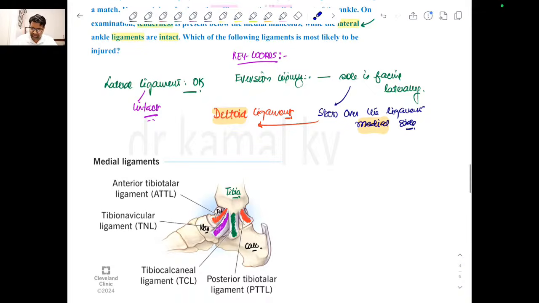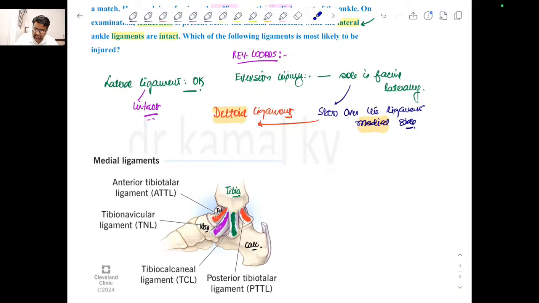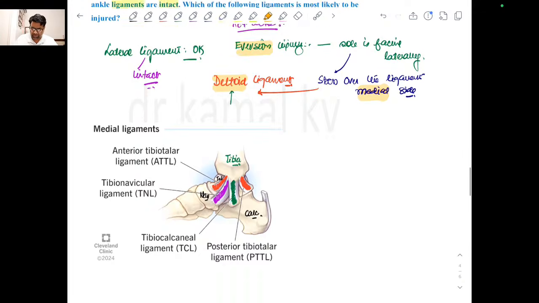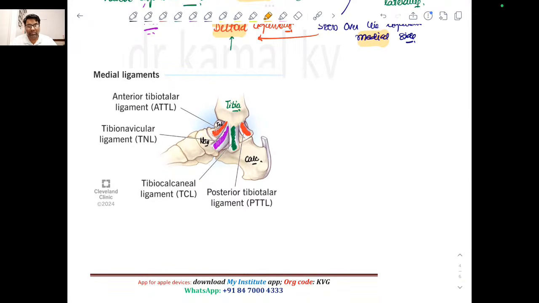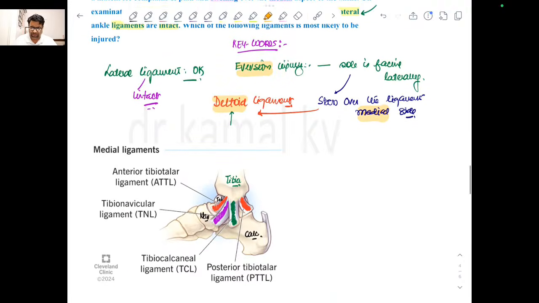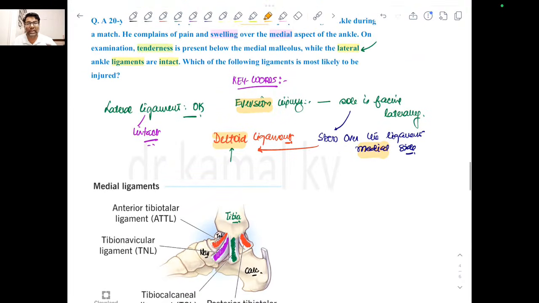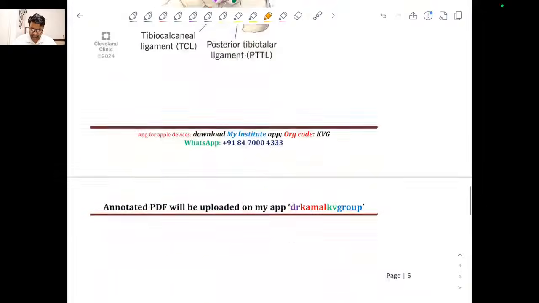Anyway, this is very important for the deltoid ligament, and please remember it is injured in eversion injury to the ankle joint, although it is not commonly injured in clinical practice, because the usual injury we see is inversion injury, where the lateral ligament complex is injured, right? But this is related to the question. So for eversion injury, go for deltoid ligament tear.